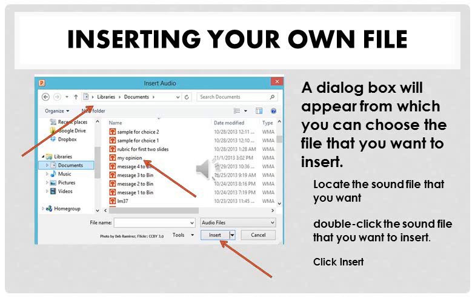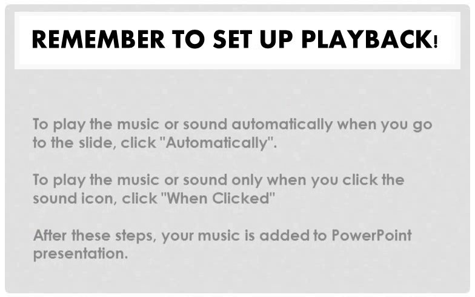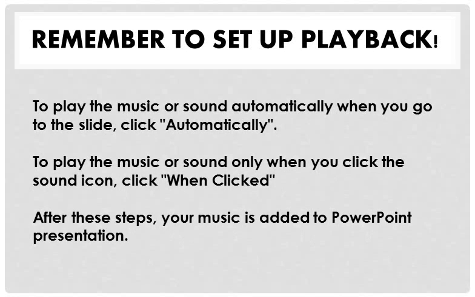A speaker icon will automatically appear. You can move this to any location on your slide. And remember to set up playback. To play the music or sound automatically when you go to the slide, click Automatically. To play the music or sound only when you click the sound icon, click When Clicked. After these steps, your music is added to a PowerPoint presentation.